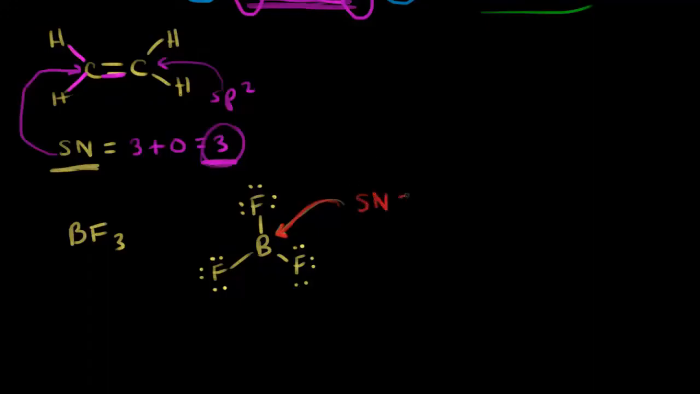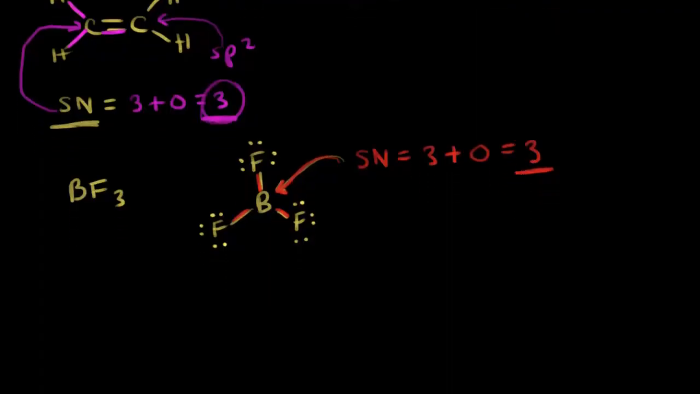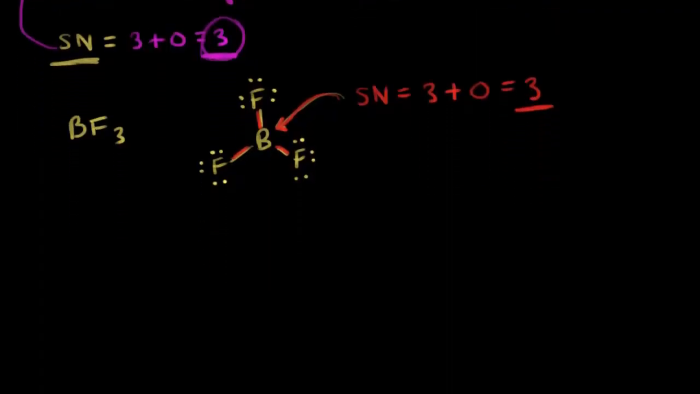So once again, let's use steric number to find the hybridization of this boron. Steric number is equal to the number of sigma bonds, so that's 1, 2, 3, so 3 sigma bonds, plus lone pairs of electrons, that's 0. So a steric number of 3 tells us this boron is sp² hybridized. So this boron is going to have 3 sp² hybrid orbitals and 1 unhybridized p orbital. So let's go ahead and draw that.